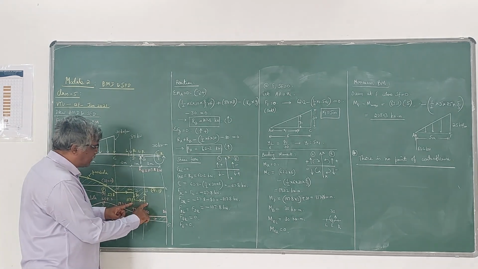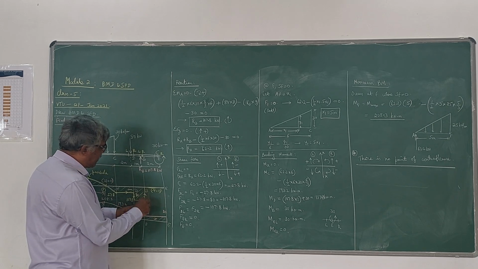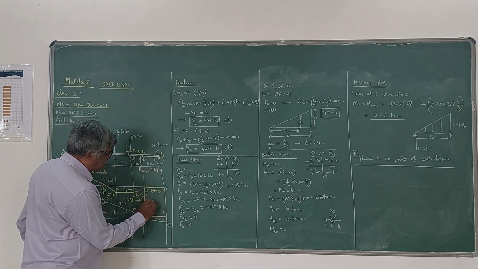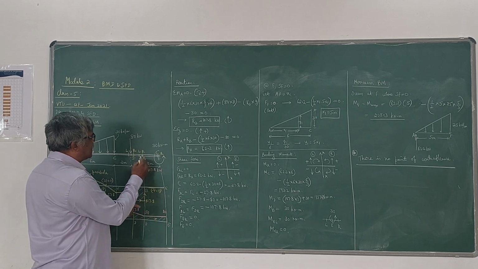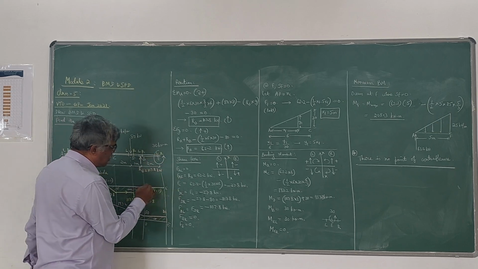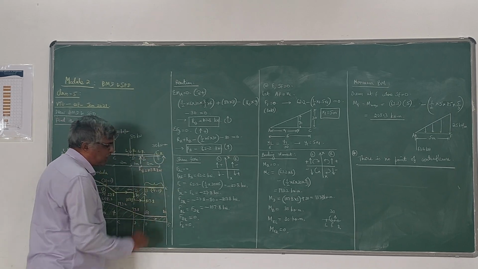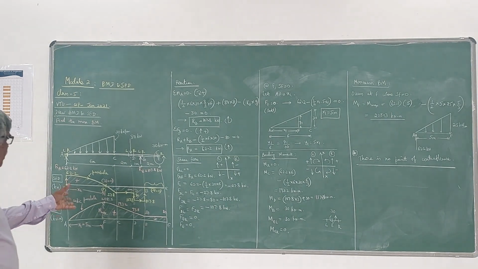Then from D to B, there is no force, so it is horizontal. Then at B, you have a reaction of 107.8, so move upwards by 107.8, and it joins this line. Then from B to E, shear force is 0. So you can see that, from B to E, shear force is 0. That is how you can plot.